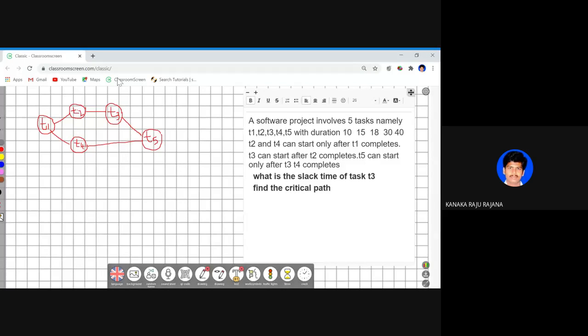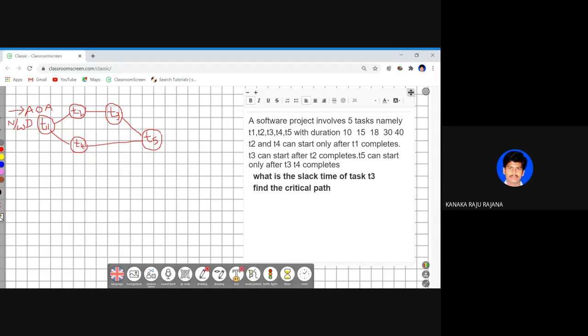Once you know how to draw your network diagram, you can easily find a critical path. Okay, so step number 1 has been fulfilled. What is the name of this step? Activity on arc, or activity on arrow, can be called a network diagram. This is your step number 1. The remaining 2 steps you need to fulfill on your own. Is this clear?